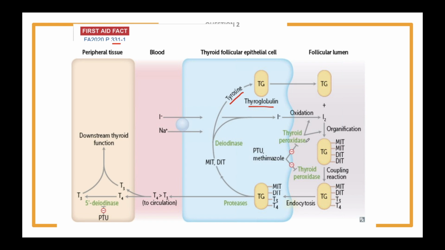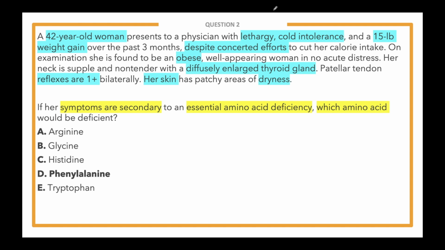On the next slide, we have that diagram of thyroid hormone synthesis, and you can see there in that blue cell how tyrosine is being added onto thyroglobulin, and then eventually you're creating monoiodotyrosine. So tyrosine is an essential component to the making of thyroid hormone. And so that's why tyrosine is the one thing that's missing, and that comes from phenylalanine, which is why phenylalanine is the best correct answer in this question.